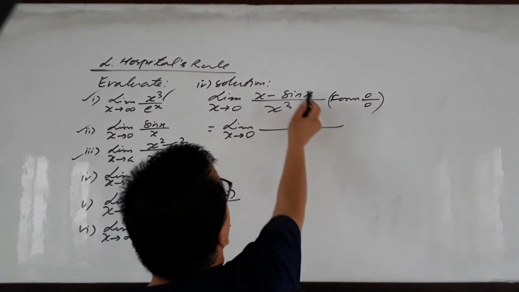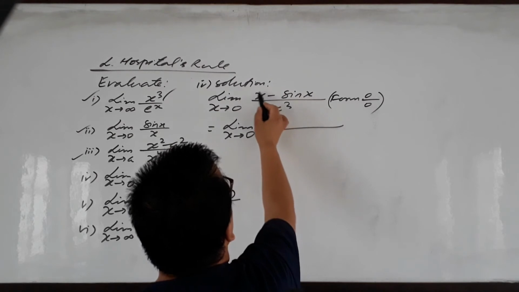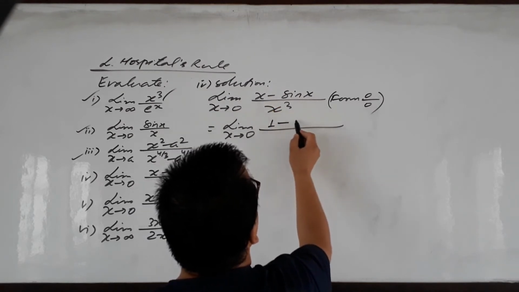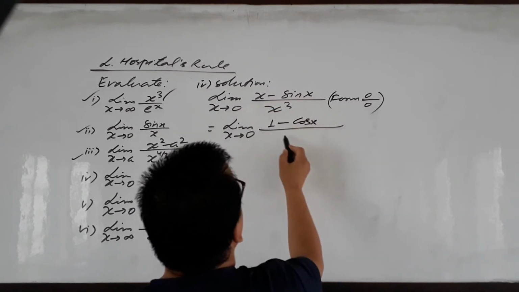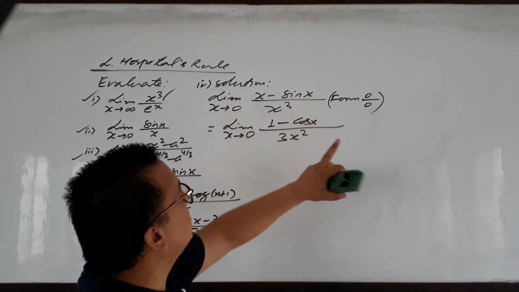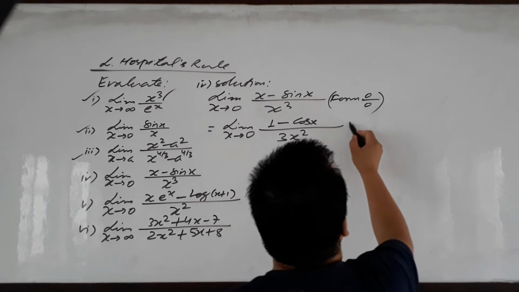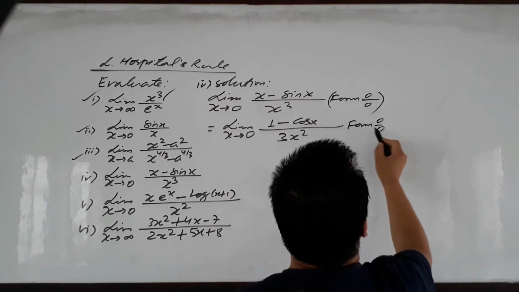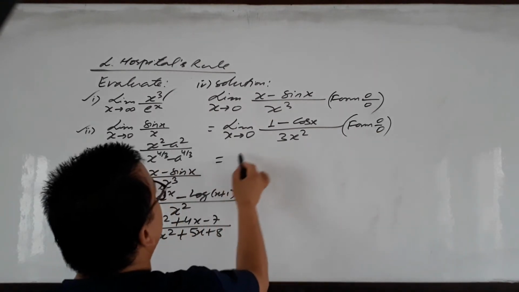According to L'Hospital's rule, you need to find the derivative of the numerator. The derivative of x is 1, the derivative of sin x means cos x, and the derivative of the denominator is 3x square. So 1 minus cos 0 is 0, and 3x square at 0 is 0. So again this is in the form of 0 upon 0.